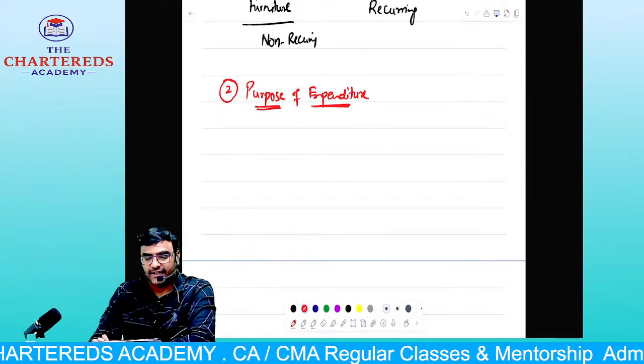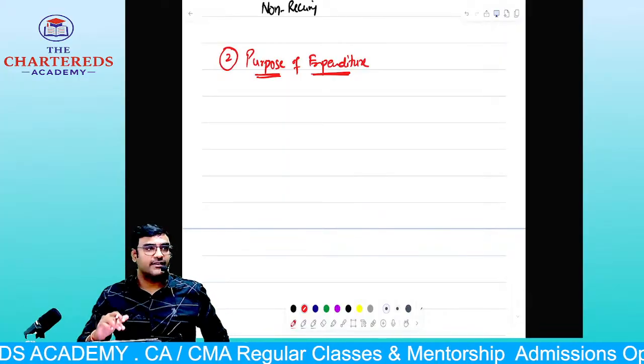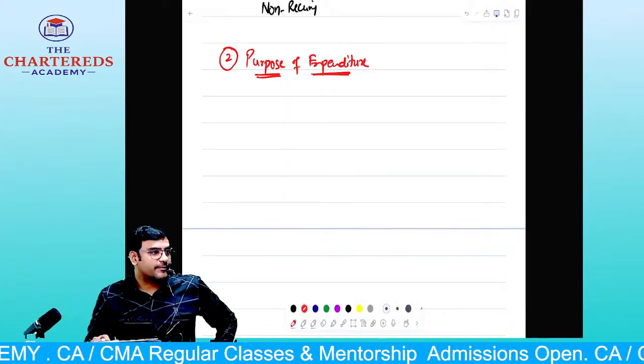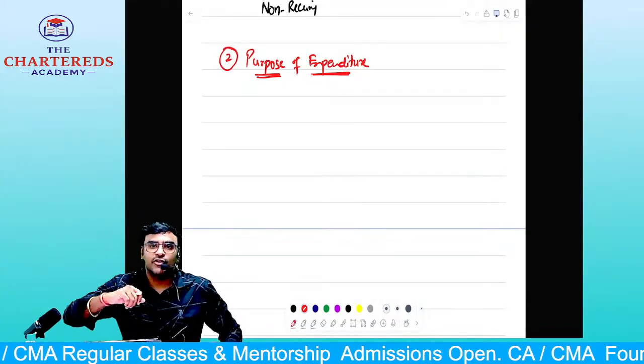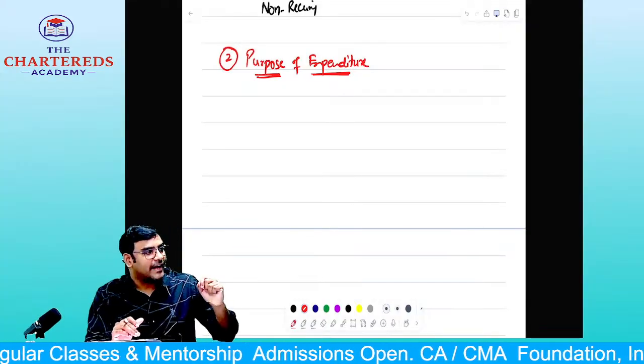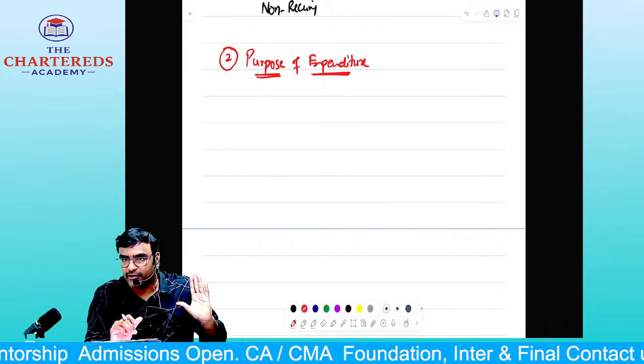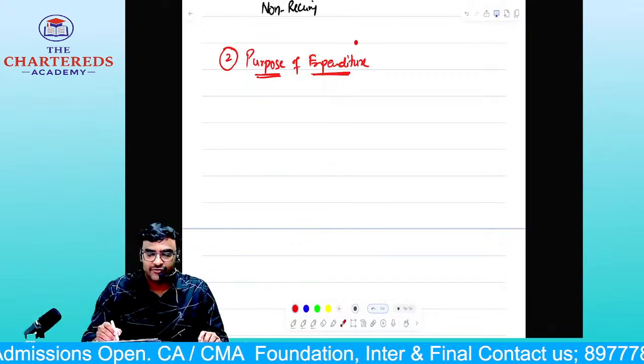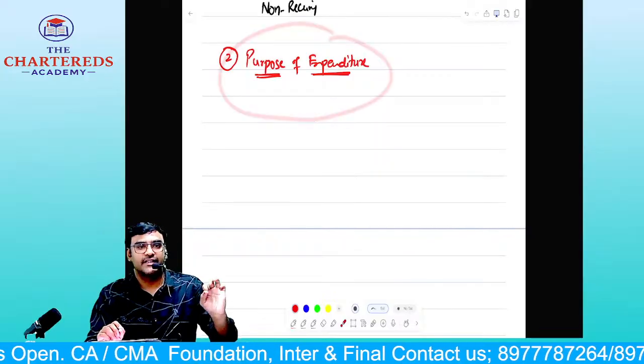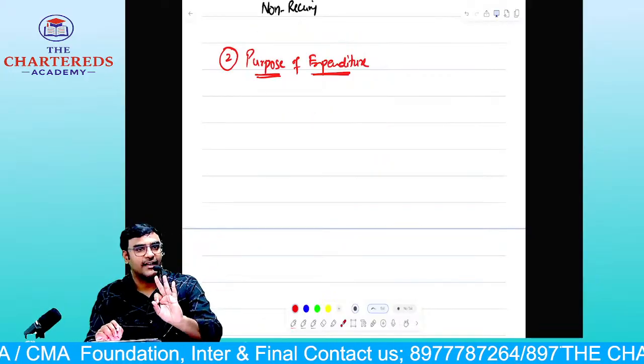So what is the second consideration? Purpose of the expense. అంటే మన ఎక్స్పెన్సెస్ ఎందుకు పే చేస్తాం? Why are we incurring this expenditure? ఈ ఎక్స్పెన్స్ ఎందుకు ఇన్కర్ చేస్తున్నాం? Okay, getting my point. That is what we have to understand. Decide whether it is a capital expense or it is a revenue expense.